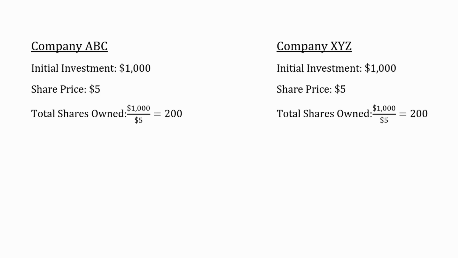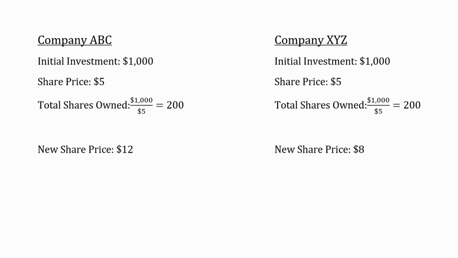Now that we've cleared that up, I think it's best to look at a couple of examples. We'll look at a simple one first, and then we'll go into a more complex one after. Let's say we have two companies, company ABC and company XYZ. You invest $1,000 into both companies while they are both selling for $5 per share, meaning you now own 200 shares in both companies. After a year has passed, you decide you want to sell the shares you own in both companies. Company ABC's share price has risen to $12 per share, while company XYZ's share price has risen to $8 per share.